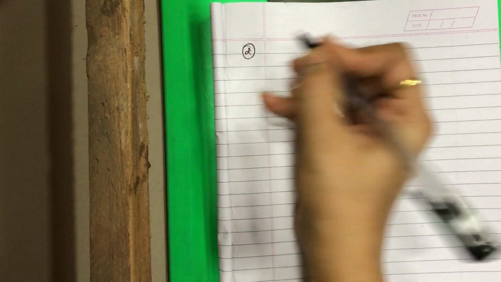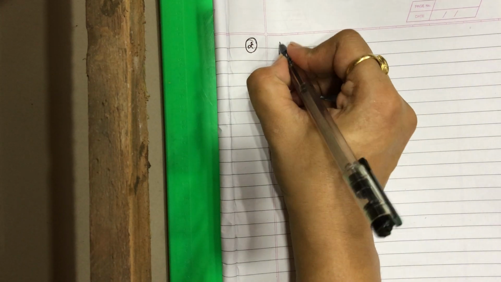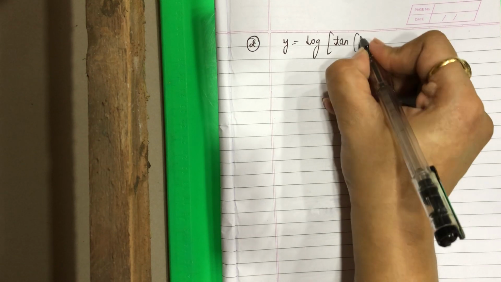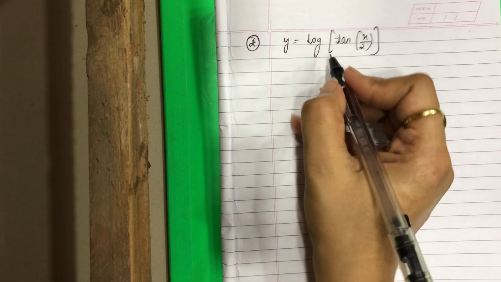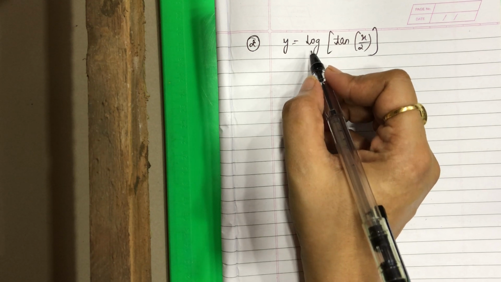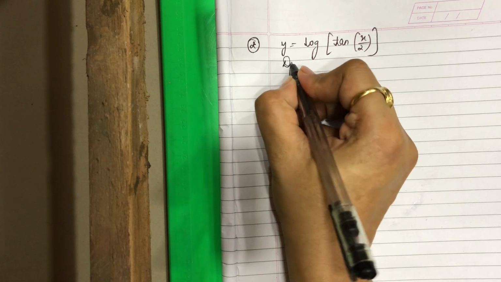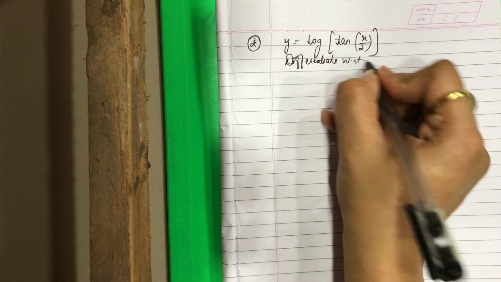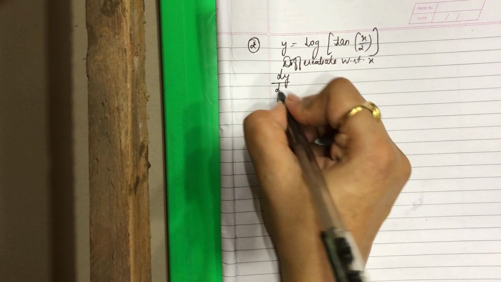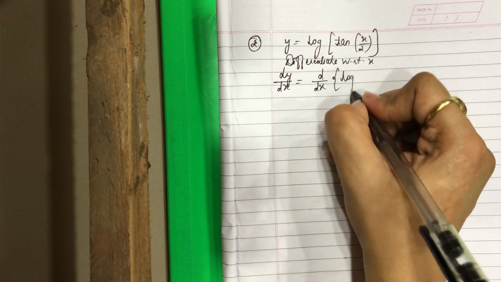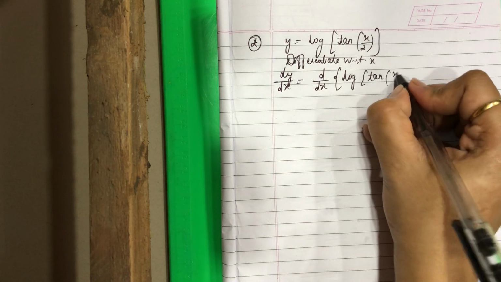Let's take the second problem for this session. y is equal to log tan x by 2. Again, this is a composite function. First we need to differentiate the term with the log. So differentiate with respect to x, that is dy by dx is equal to d by dx of log tan x by 2.